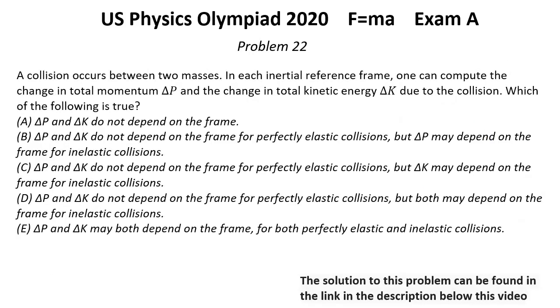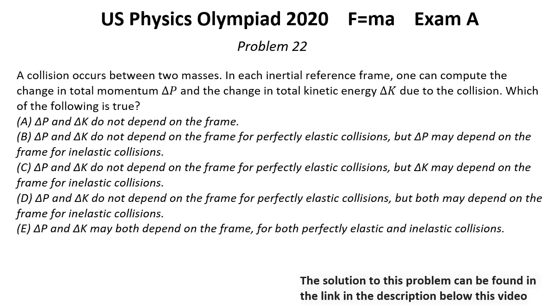Problem number 22. A collision occurs between two masses. In each inertial reference frame, one can compute the change in total momentum, delta P, and the change in total kinetic energy, delta K, due to the collision. Which of the following is true? Solution for problem number 22.